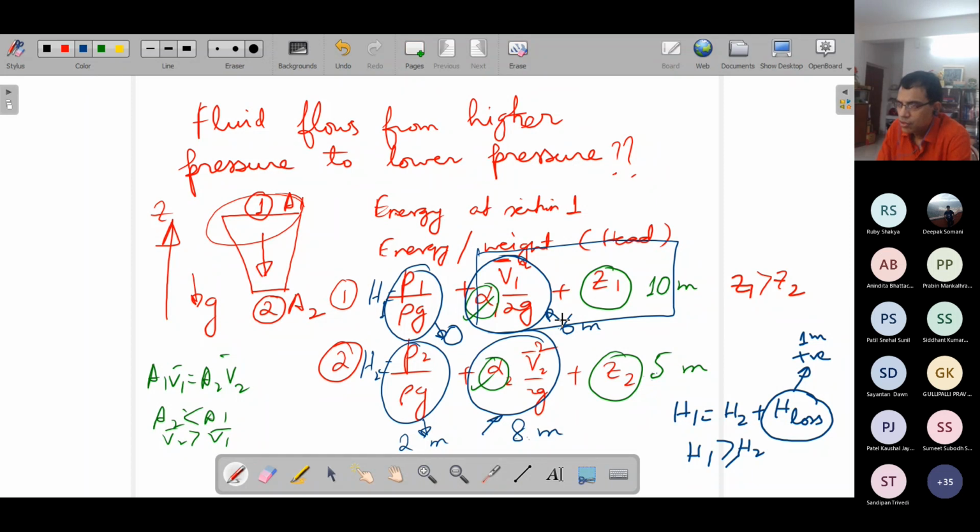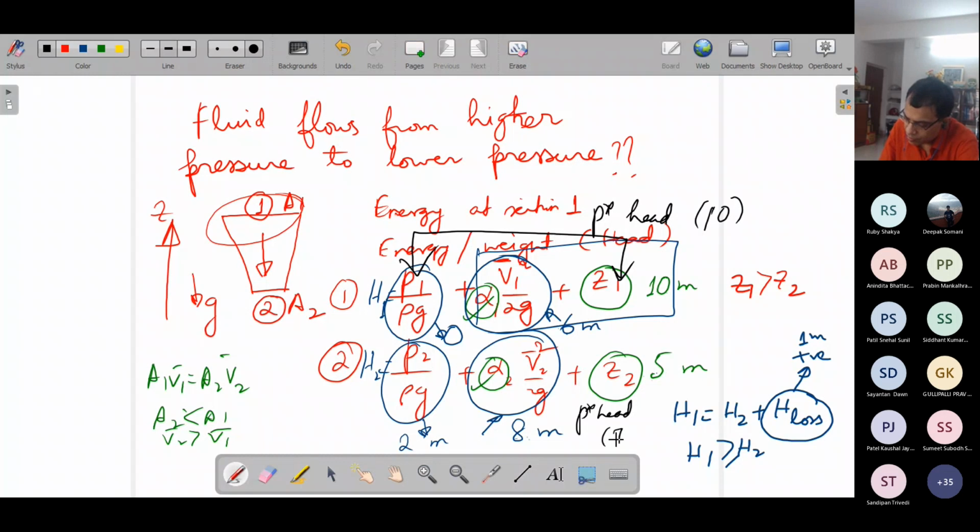Okay. So this is number one. Now you can always say that, well, it is not the pressure that we were discussing earlier. We were discussing about the piezometric pressure, and the piezometric pressure includes this and this. So in totality, if you include this and this, that is the P star head. So that is 10 plus 0, that is 10. And the P star head here, this is 5 plus 2, 7.